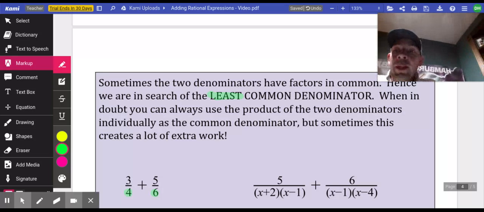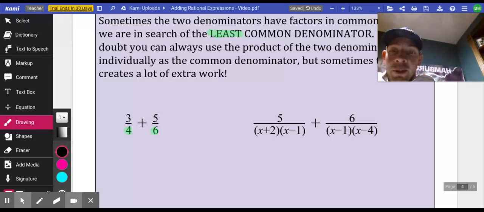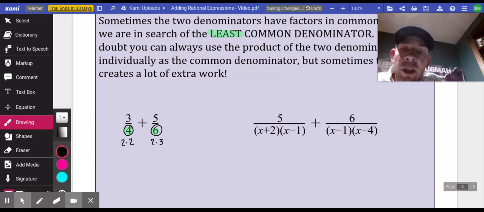So here's what we want to do here. I want you to factor the 4 and the 6. What do I mean by that? So 4 is equivalent to 2 times 2. 6 is equivalent to 2 times 3. All right. So what we're missing here, I'm thinking this denominator right here is missing a factor of 3, and this denominator is missing a factor of 2.